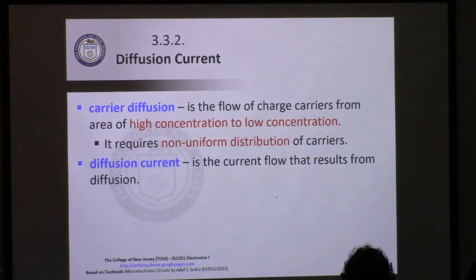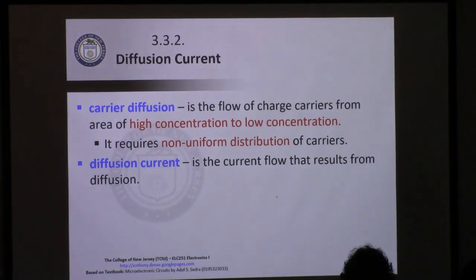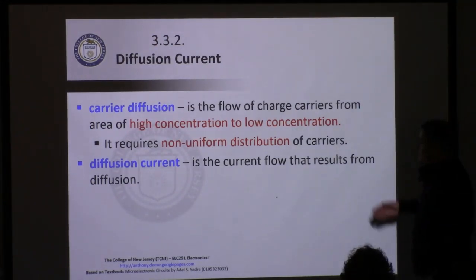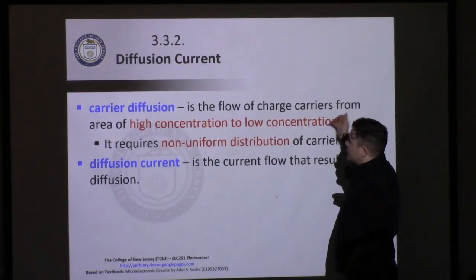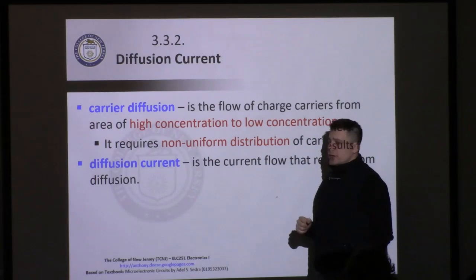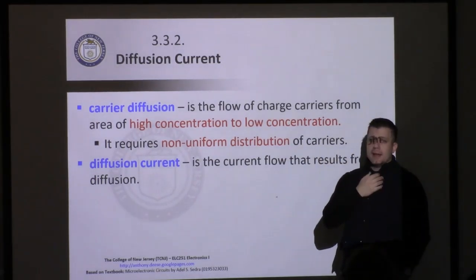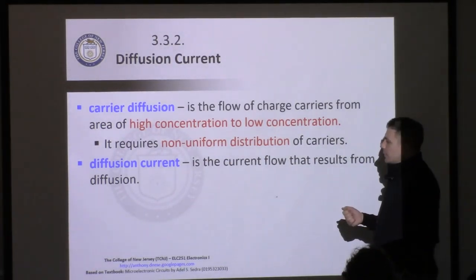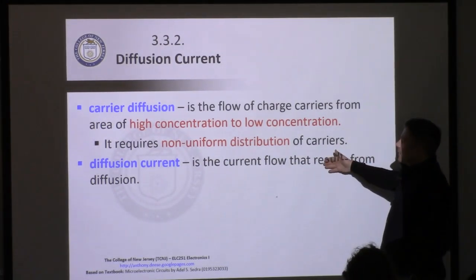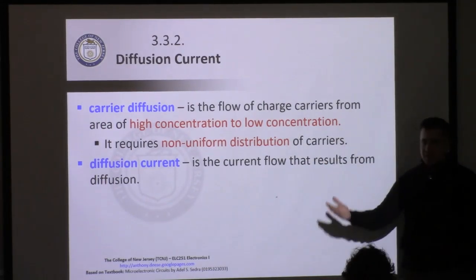Okay, now jumping into the other part of this, the diffusion current. We already gave a little bit of an intro there. We essentially already stated this, which is that carrier diffusion is the flow of charge from areas of high concentration to low concentration in an attempt to even out the concentration gradient, right? And so diffusion current is the current associated with the diffusion, as the name would suggest.